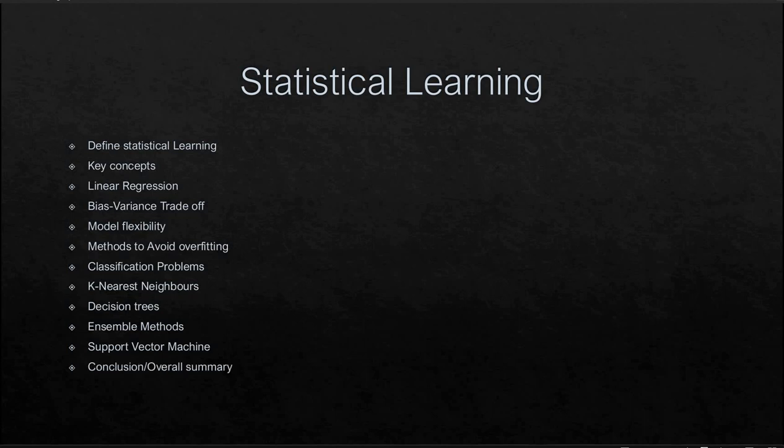Summarizing the overall chapter, statistical learning encompasses a wide range of methods to analyze data and make predictions. Also, understanding the bias-variance trade-off, avoiding overfitting, and selecting the appropriate model complexity are crucial for building effective models. Techniques like cross-validation, regularization, and ensemble methods enhance model performance and generalization. Thank you.